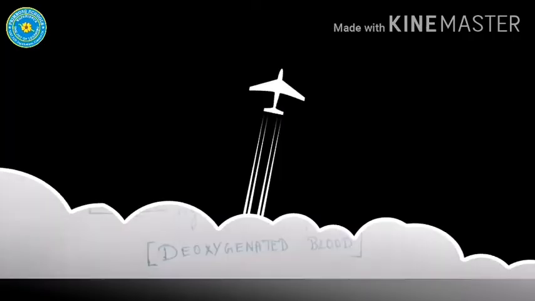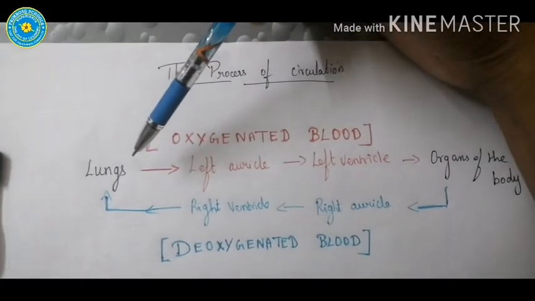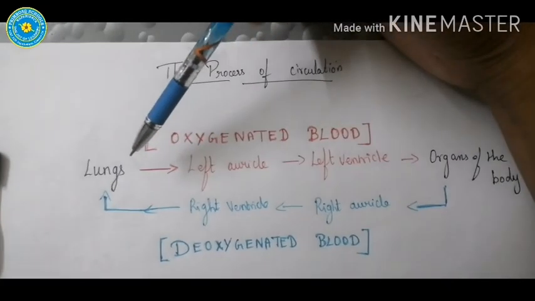Let's revise the process of circulation once again. The oxygenated blood from the lungs travels to the left auricle. From the left auricle to the left ventricle and to all the organs of the body. The organs use the oxygen from the oxygenated blood and give carbon dioxide to the blood. Now the blood becomes deoxygenated.